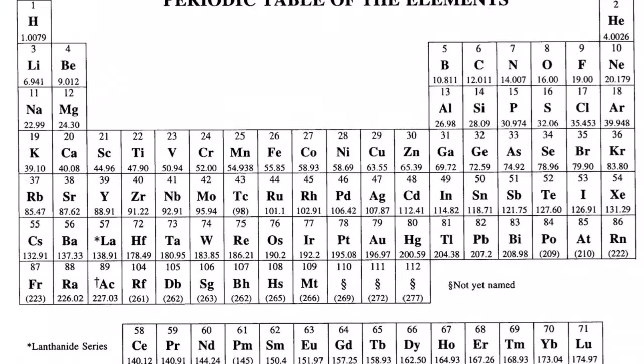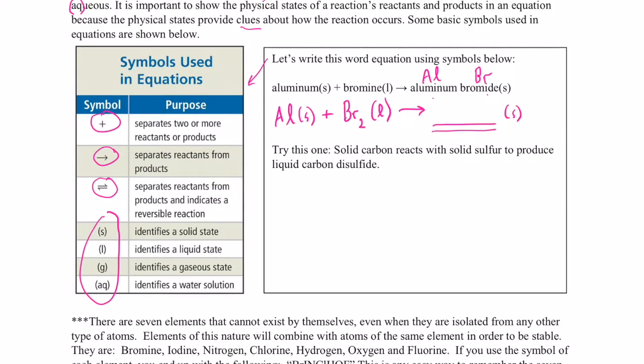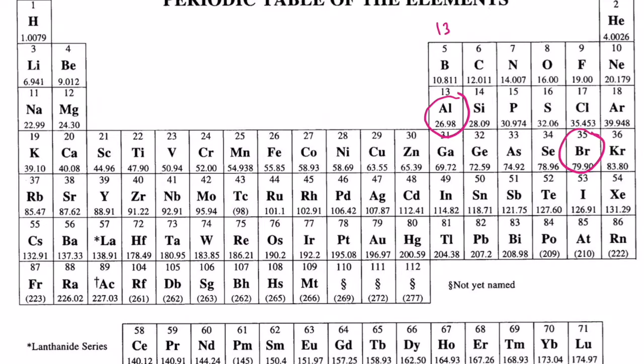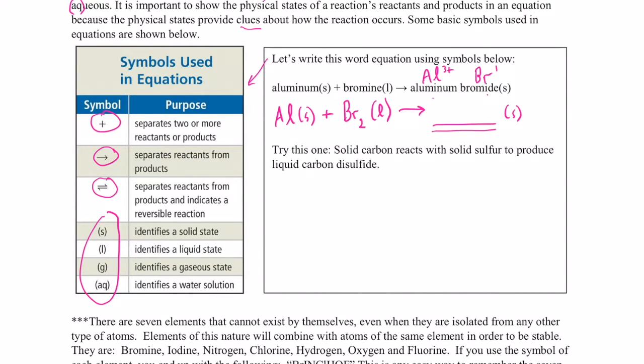So we're going to hop over to our periodic table. Here is aluminum, folks. It's actually in group 13, so it has 3 valence electrons, and as you recall, aluminum would be 3 positive. Bromine is over here. It's in group 17. It's a nonmetal. It has 7 valence electrons, so it's 1 negative. So the formula for aluminum bromide is AlBr3, and that's a solid. Now, this equation is not balanced yet. We're going to learn how to do that shortly. We're just learning how to write the reactants and the products of an equation right now.